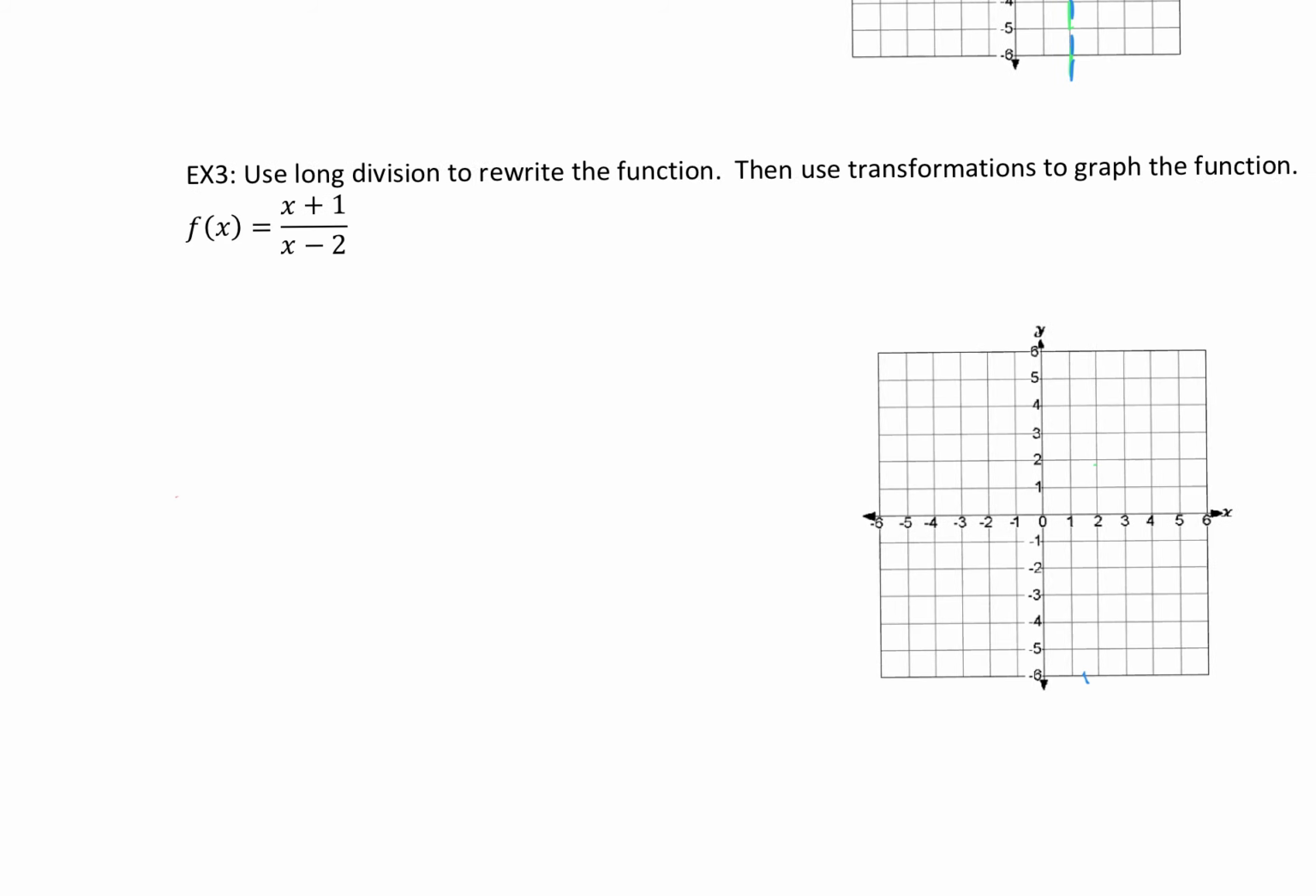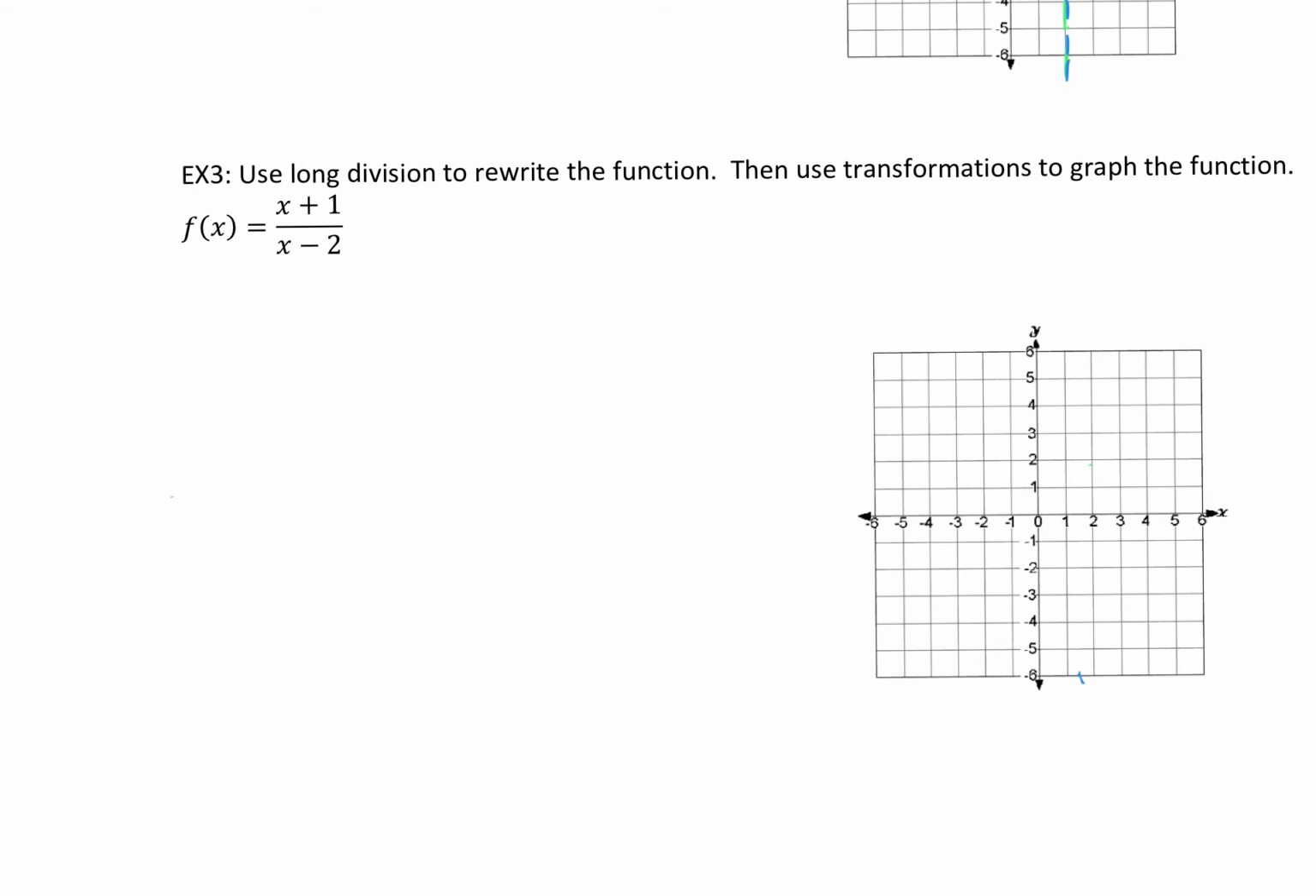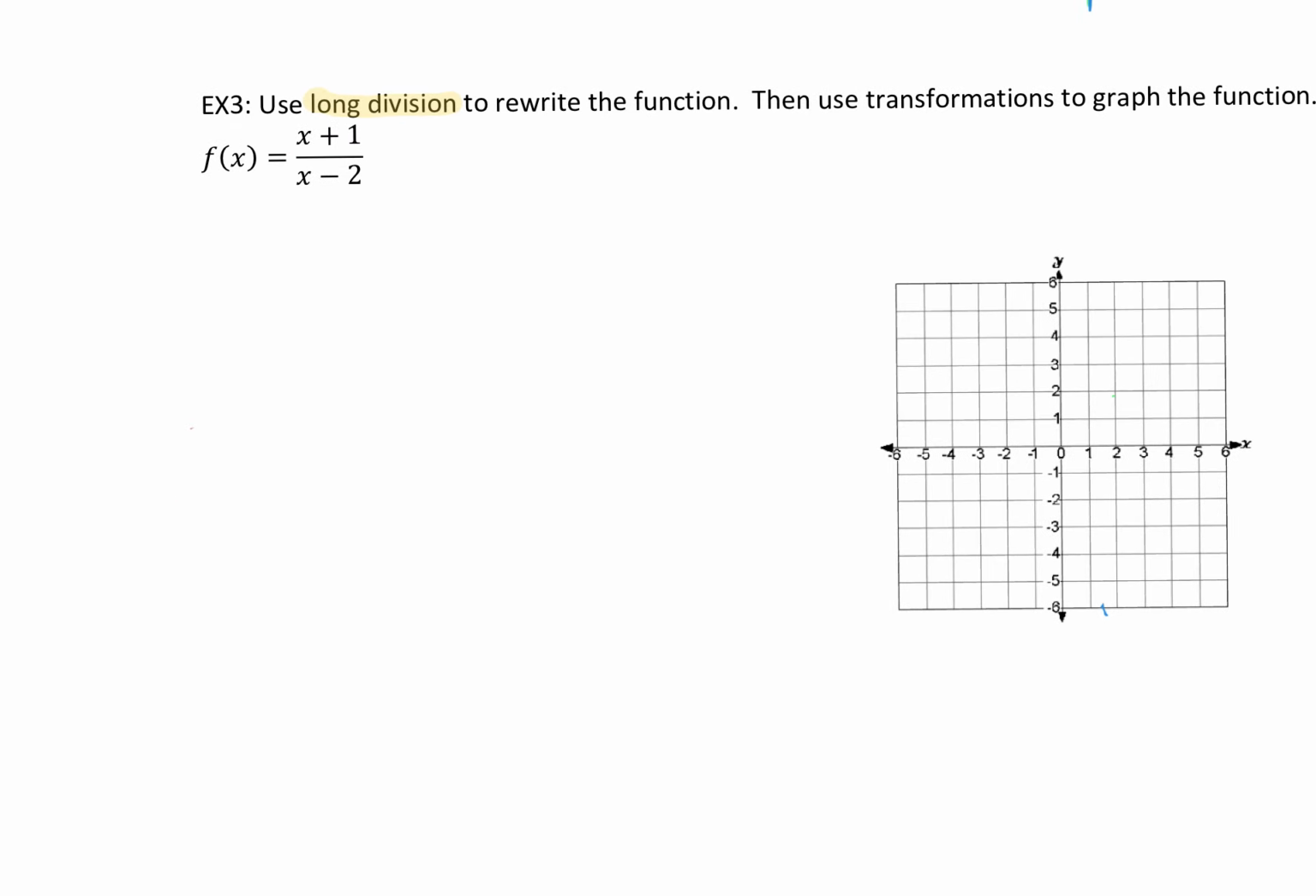Last one, little strange. It's not quite a 1 over x. In this particular case, we need to write it so that we can clearly see the transformations. I don't see the transformations when it's written as x plus 1 over x minus 2, which means I'm going to use long division to rewrite this function. Recall that long division of polynomials says you take the top, which is x plus 1, and you divide it by the bottom, which is x minus 2.